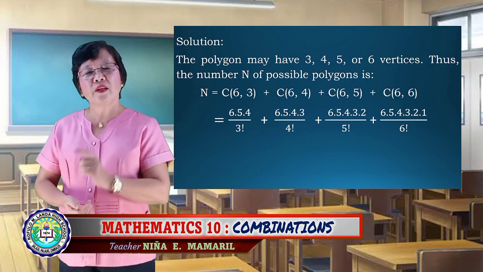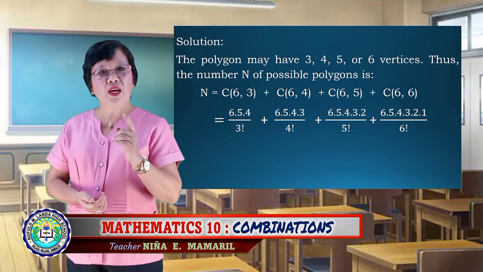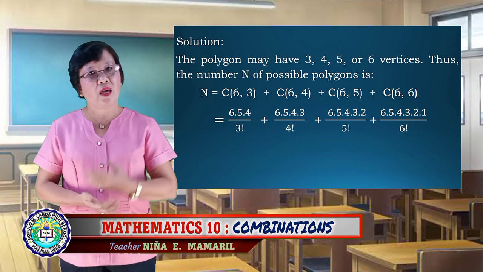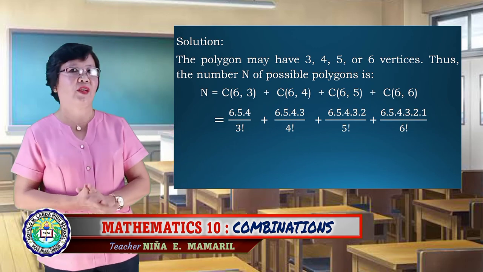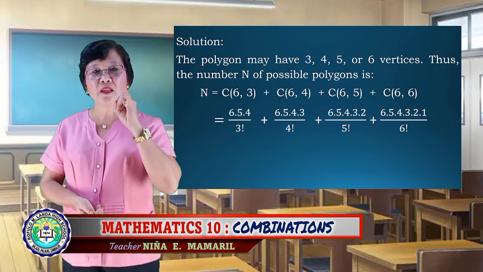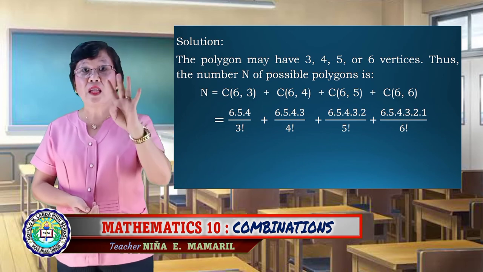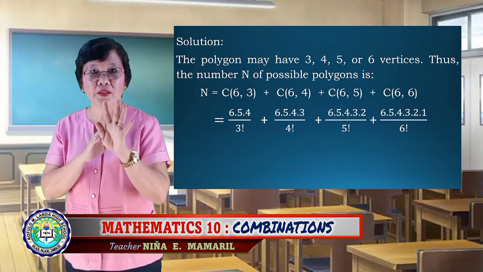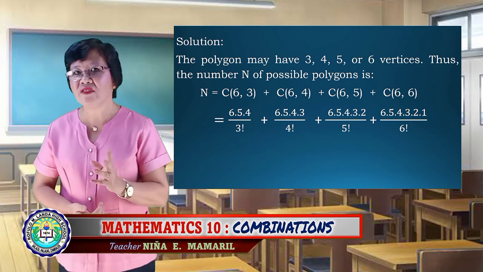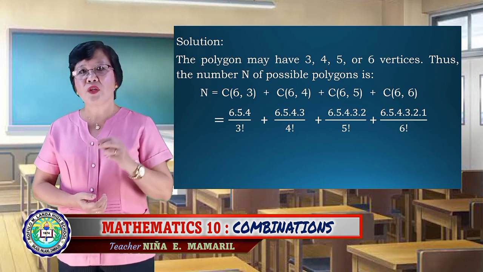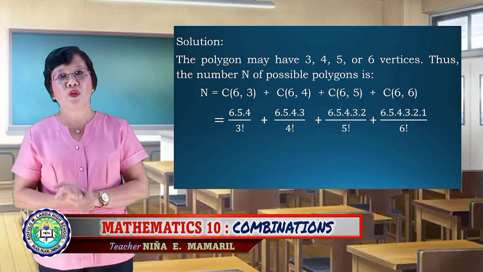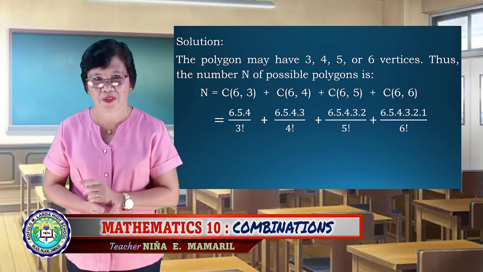Let us continue. On your second one, plus C(6, 4), r is 4. So we have now 4, meaning you have 6 times 5 times 4 times 3. And our denominator will be 4 factorial. And on the third one, we have now our r is 5. So we have 6 times 5 times 4 times 3 times 2. So there are 5 numbers. And our denominator is 5 factorial since that is now our r. And to have now the last, our r is 6. So we have now 6 times 5 times 4 times 3 times 2 times 1. And your denominator now is 6 factorial.